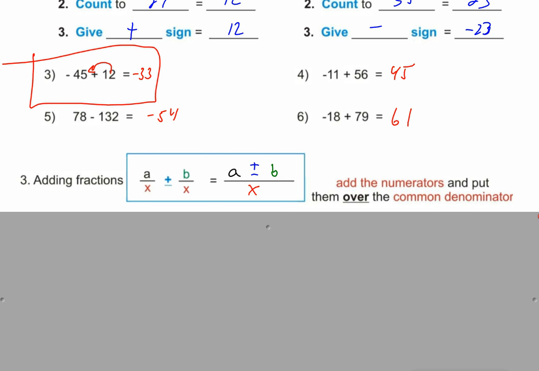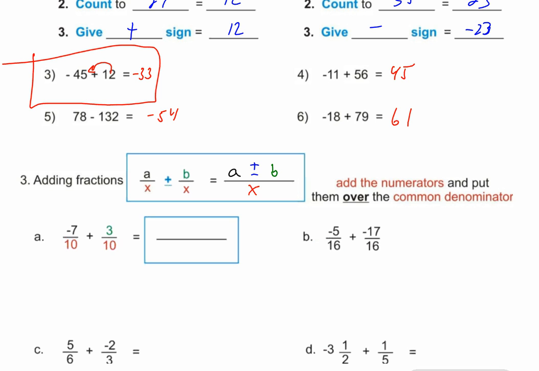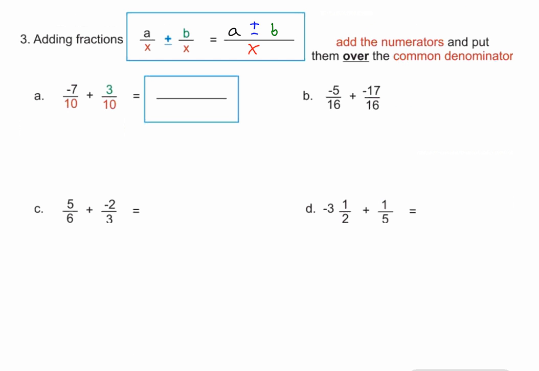Daniel, any big deal? Add the numerators, put them over the common denominator. All right. So, let me get rid of my shade, I hope. Come on, shade. Let me put it higher, I hope. All right. So, try not to look at the other questions there. Let's look at A first off.